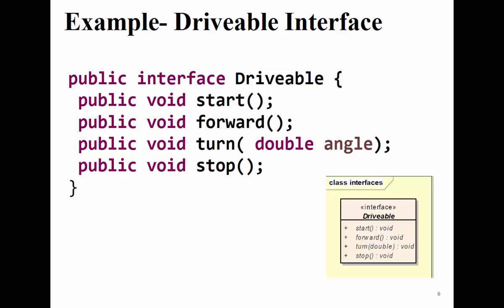Whenever we are discussing object-oriented programming, we say constants carry information. It's called data, and represents the state of the object, and methods represent the behavior, how the object is treating and interacting with this data and with the outside world. So we have the methods start, forward, turn with some angle as input argument, and stop. So this is an interface, public interface Drivable.